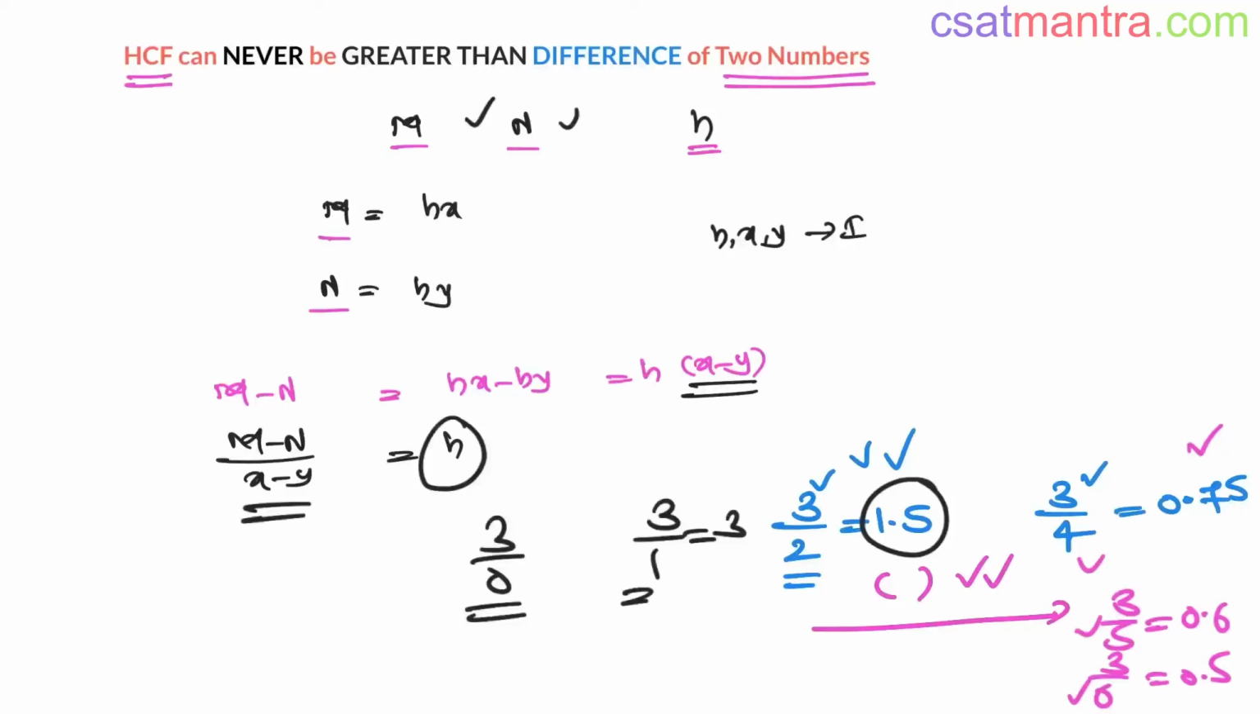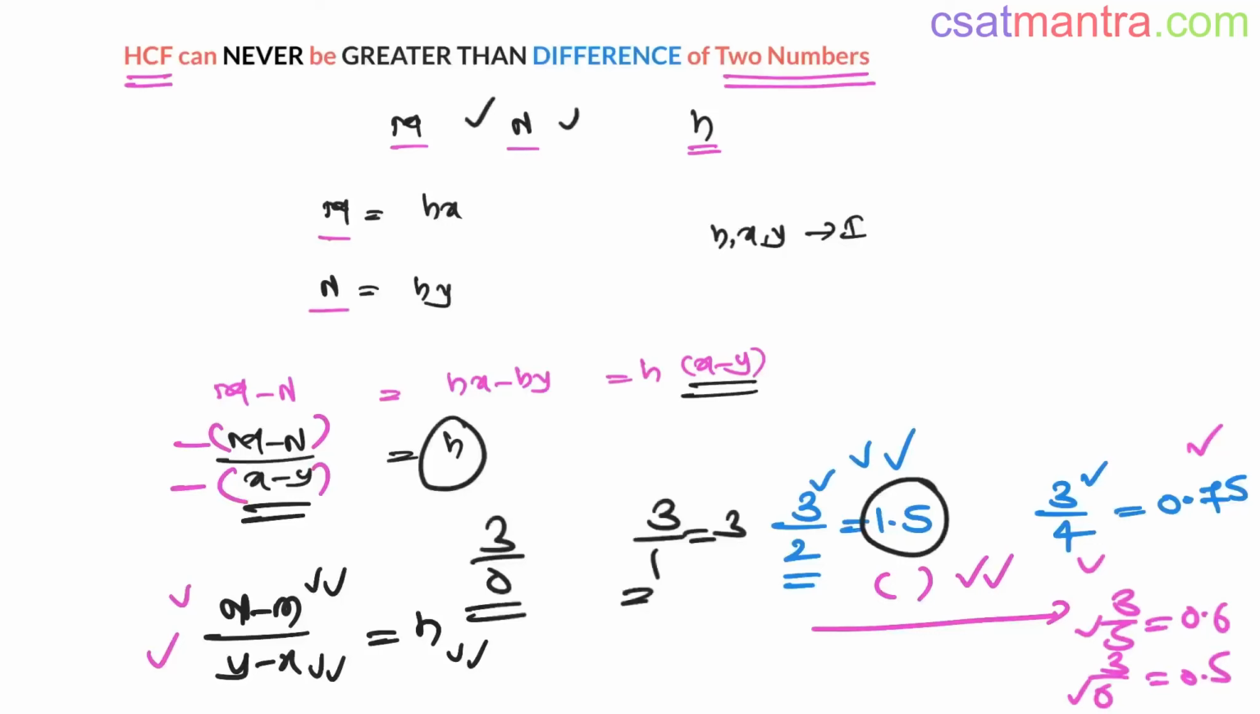If y is greater, you would write (n minus m) by (y minus x) is equal to h. Okay, in any case this would be positive, this would be positive, this would be positive. Both are the same. Just multiply with minus in the numerator and denominator, and you would have this value, my friends. Both are the same.